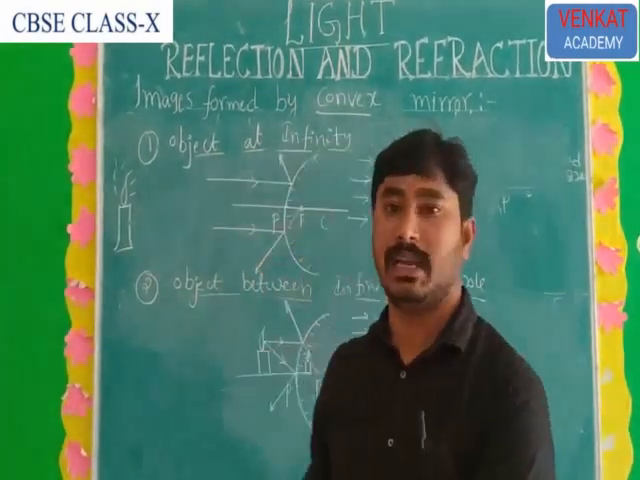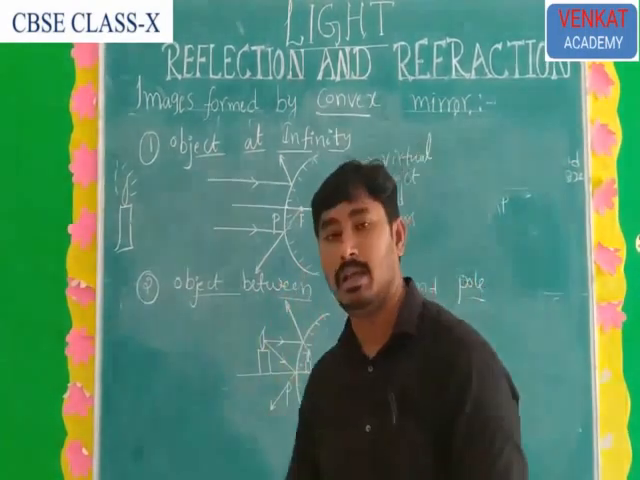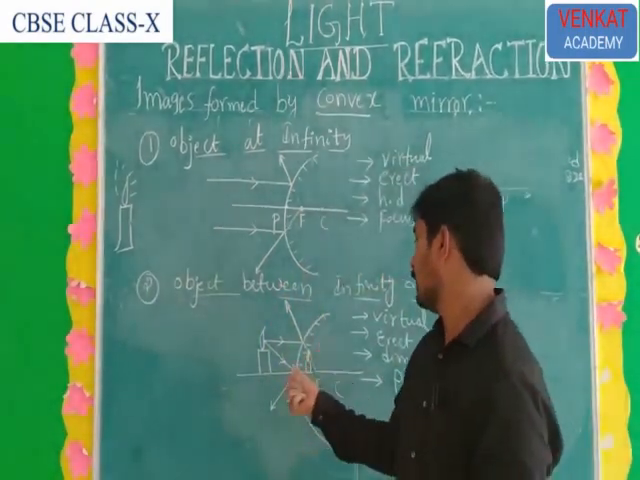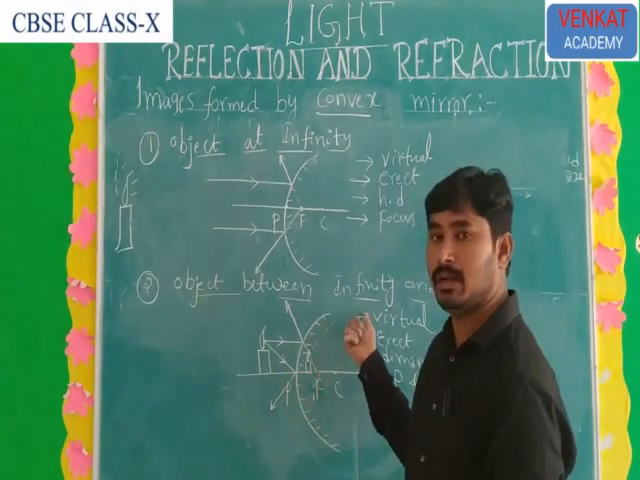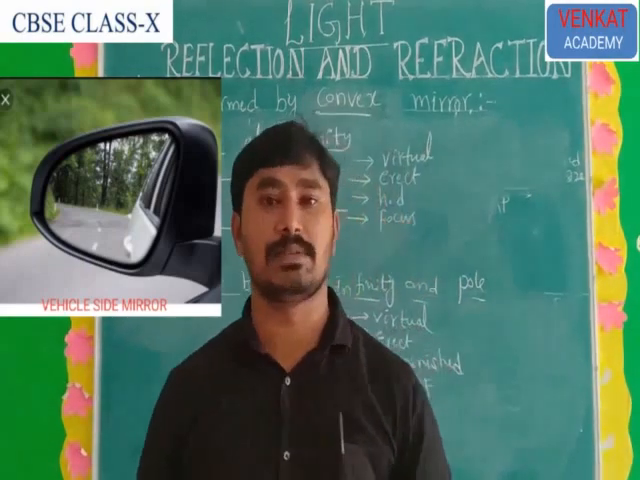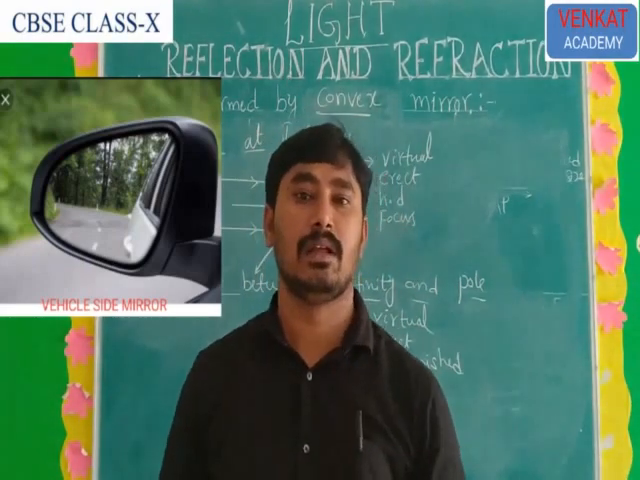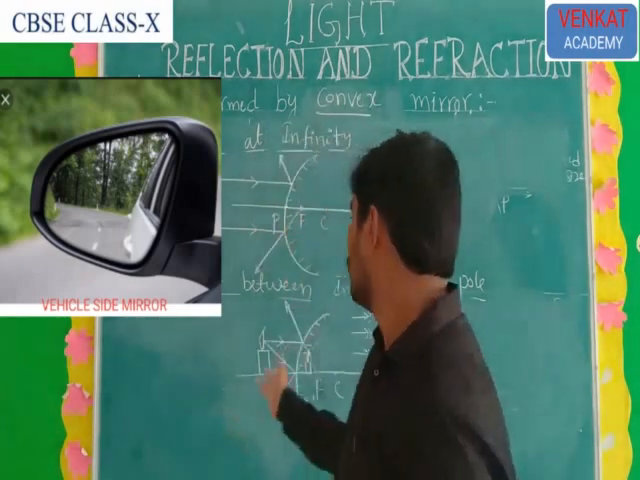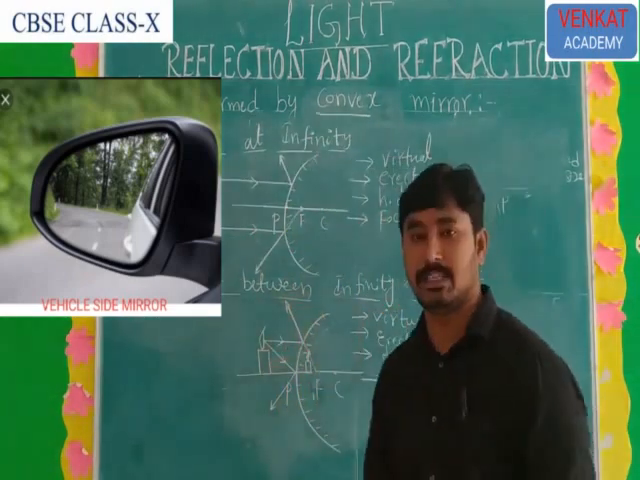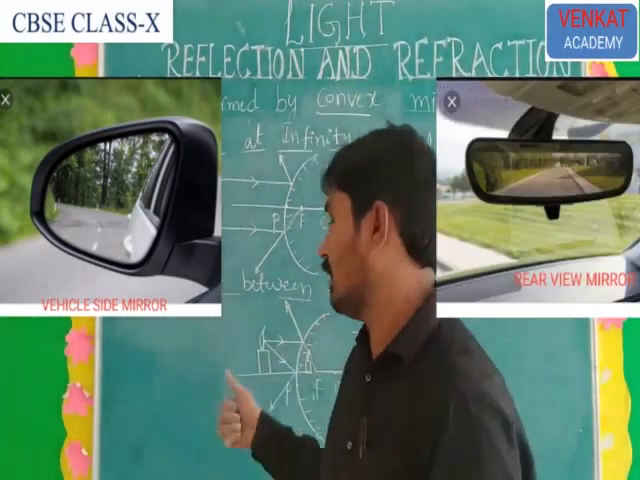Understand? So what about the second condition? Object between infinity and pole: image formed between P and F, and virtual, erect and diminished. So for this condition, so many examples are there. One is car side mirrors. Car side mirrors also. Which type of mirror? Convex mirror. Okay, and the rear view mirror is there. The rear view mirror is also a convex mirror.